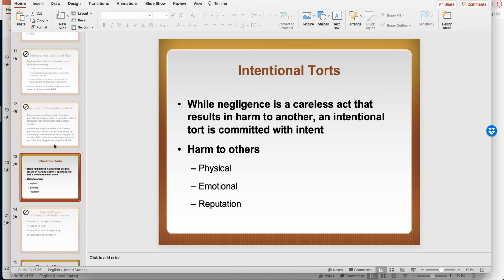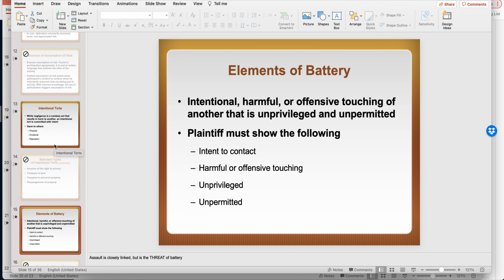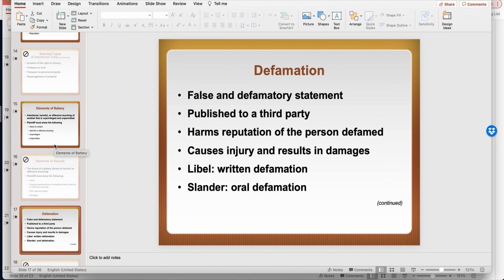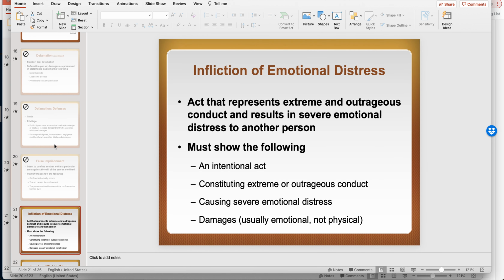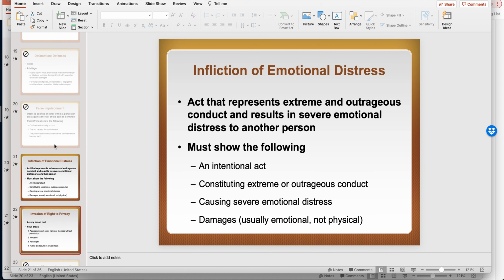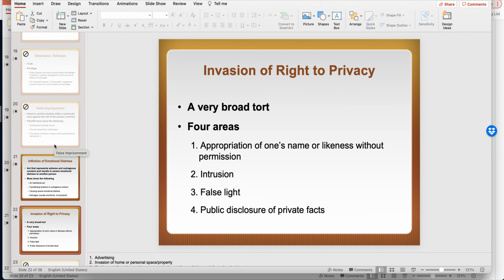Intentional torts, so physical, emotional, reputation, different types of harm that can be done to others. Elements of battery, if battery takes place, so intentional harm or unintentional. And then there's some discussion about the infliction of emotional distress, which is kind of interesting, how our role as coaches can actually be impacted by emotional distress. Right to privacy is a big one. It says it's a very broad tort, which basically means that there's a broad area that comes into play with the Privacy Acts.